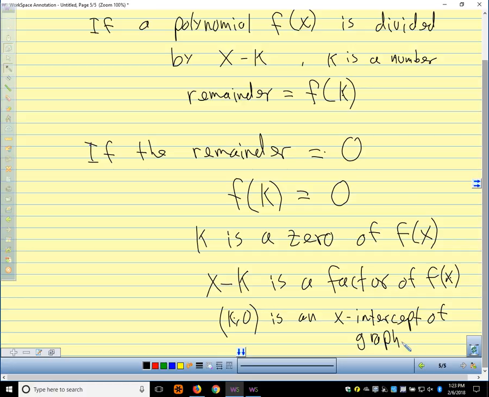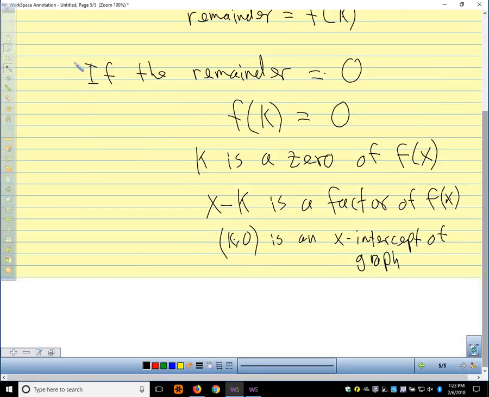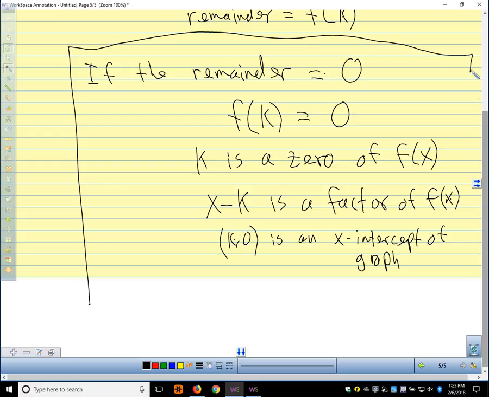So our goal in chapter 2, this is really the heart of chapter 2, is doing division and looking for a 0 remainder, because that tells us that we have a 0 of our function. That tells us a factor of our function. So that's going to give us our zeros. That's going to be how we factor polynomials.